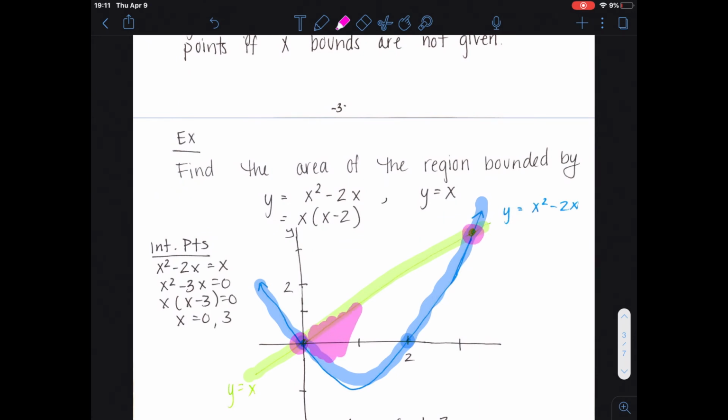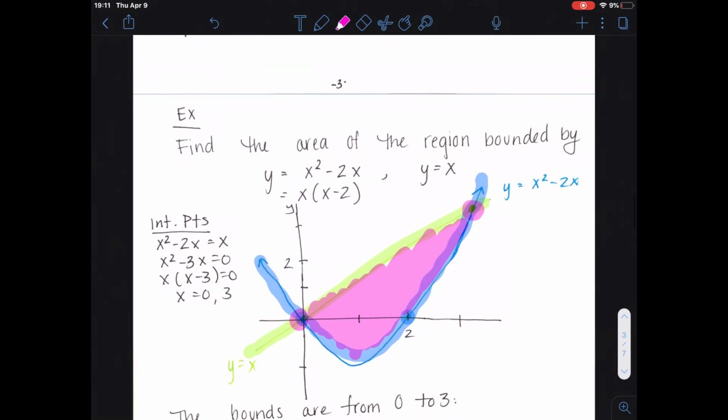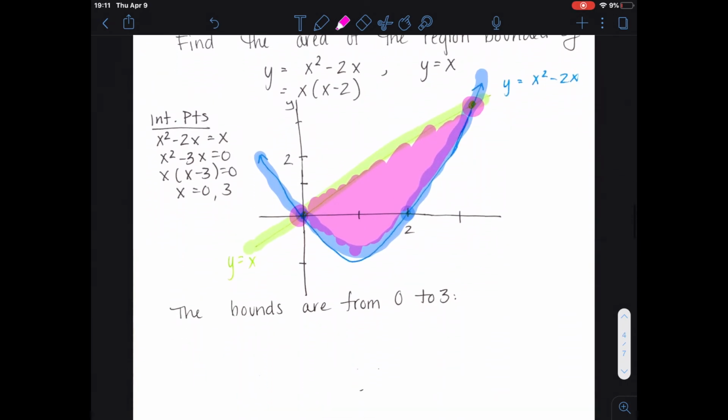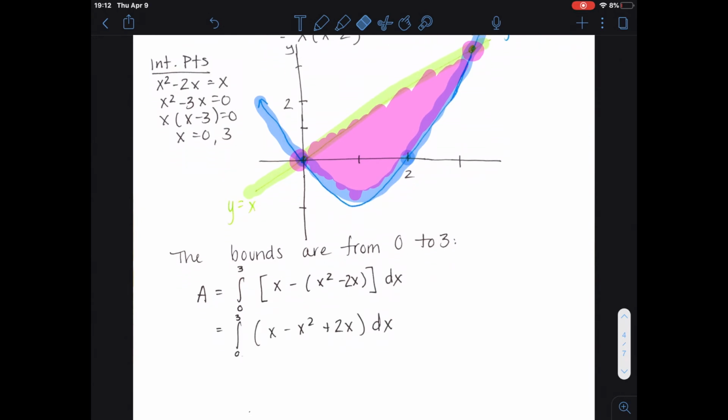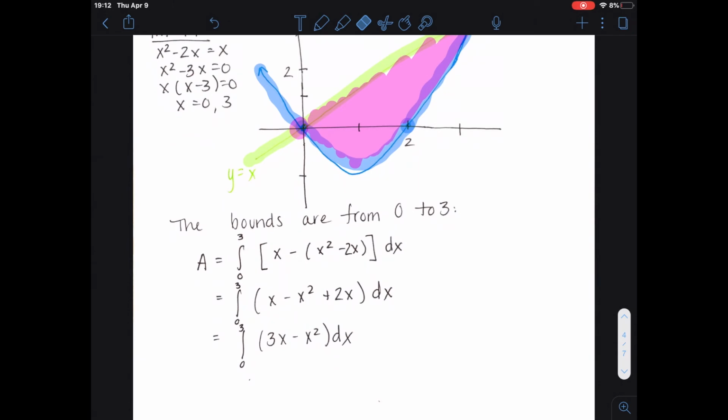So if we want the area between these two curves, my bounds are going to be from 0 to 3. And then I want to take the top curve and subtract the bottom curve. So the area A is the top curve, which is the line x, subtract the parabola. We can clean it up a little bit by distributing that minus sign. And then we have x and 2x, so we really have 3x. So we get the integral from 0 to 3 of 3x minus x squared.